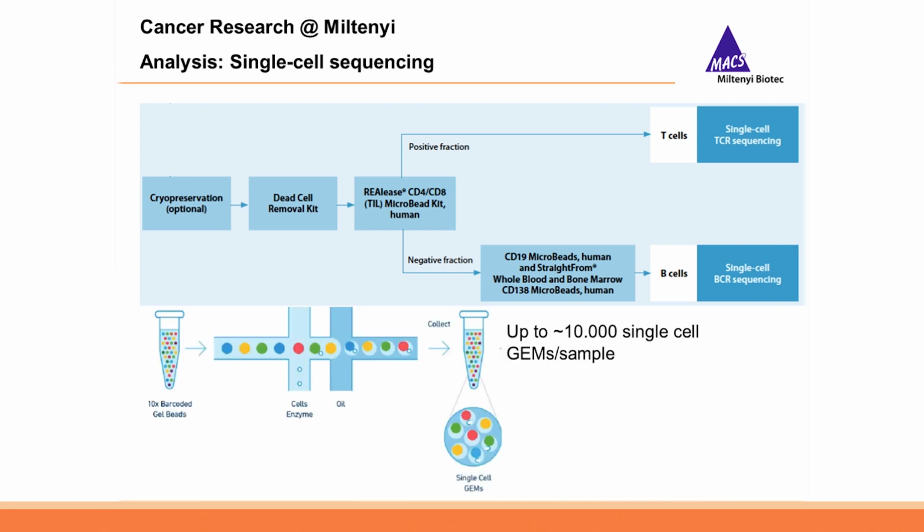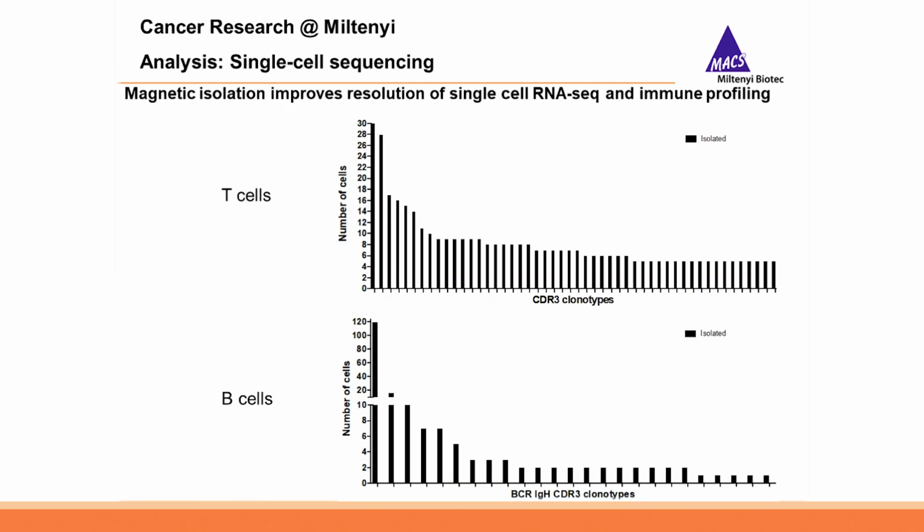We used the 10x platform, which can generate up to 10,000 single-cell gems per sample. So a direct effect of magnetically isolating the cells of interest is that we greatly increase the frequency of single-cell TCRs and BCRs in our sample, as you can see in this table.